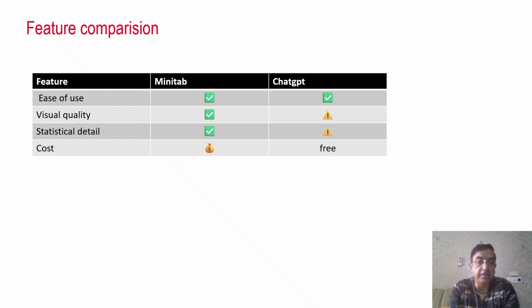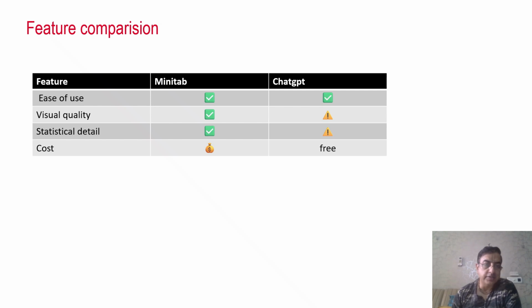Let us do some feature comparison. If I look at ease of usage, Minitab is very easy to use. ChatGPT is also easy to use. If you upload your information and then just write down what you need to do, it will create the output for you. The visual quality of Minitab is better than the visual quality of ChatGPT. You might have experienced that. And if I look at the statistical details, there were more statistical details in Minitab. There were data and numbers, but there were no data and numbers in ChatGPT.